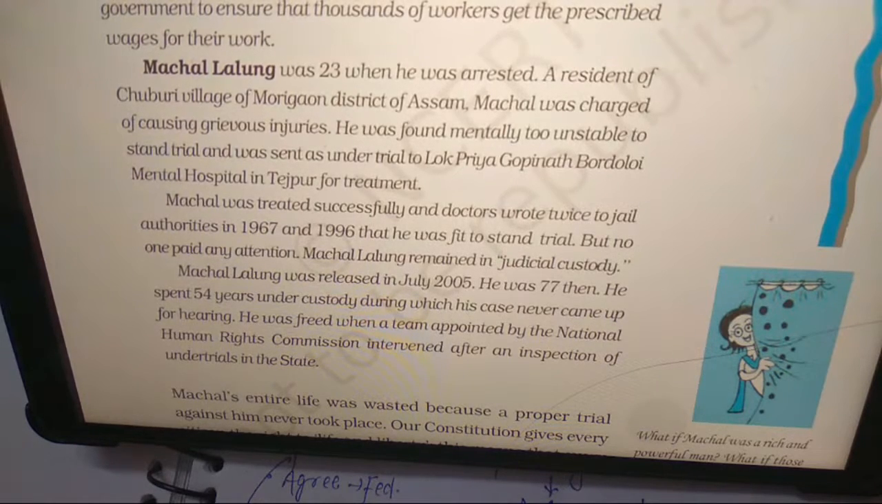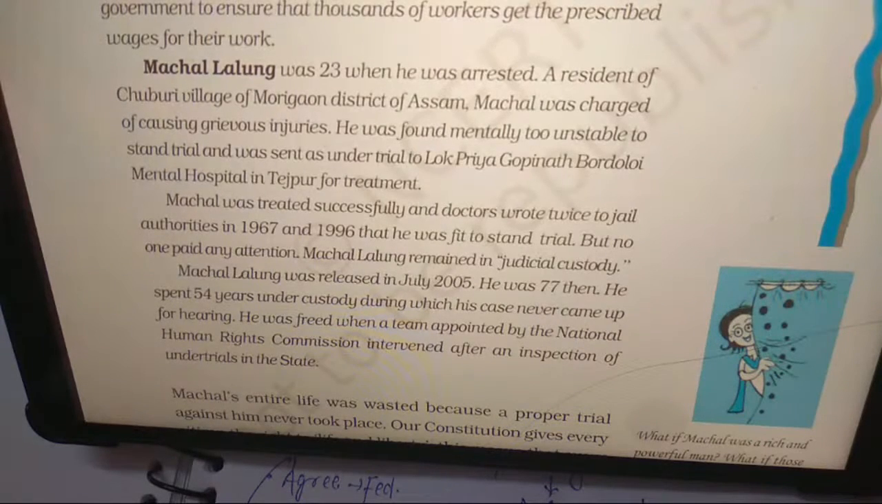Machal was treated successfully and doctors wrote twice to jail authorities, in 1967 and 1996, that he was fit to stand trial, but no one paid any attention. Machal Lalung remained in judicial custody. He was released in July 2005. He was 77 then. He has spent 54 years under custody during which his case never came up for hearing.